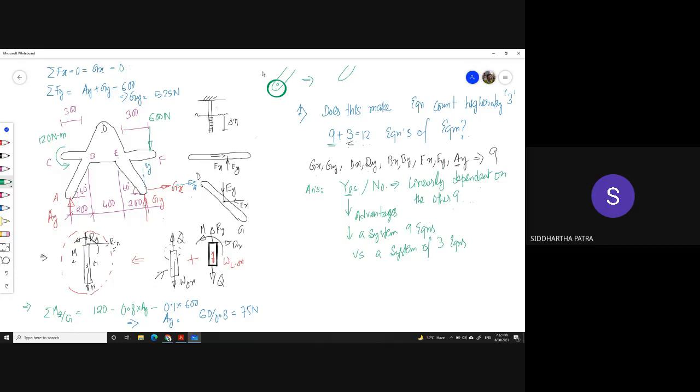at A, that would give me an additional reaction force at A, which I cannot solve from this set of equations. That means I'll have a total of 9 unknowns, and therefore at least some of them cannot be calculated from the equations of equilibrium.